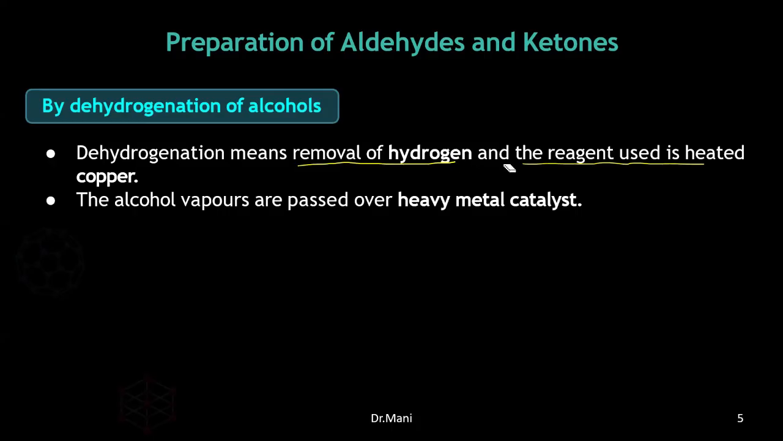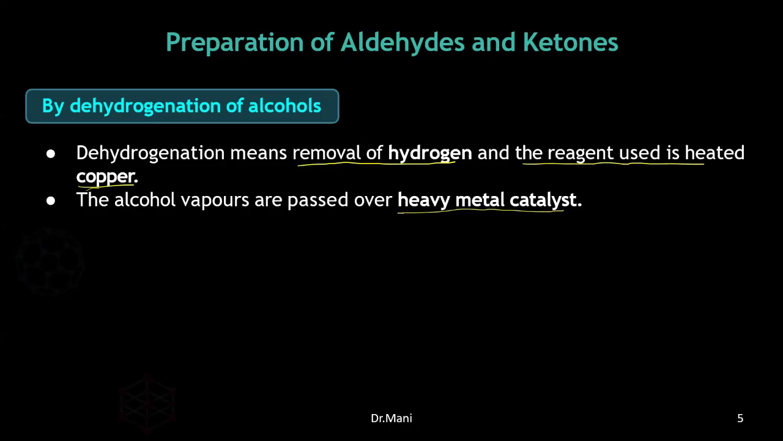And how does it happen? It happens in the presence of heated copper. The alcohol vapors are passed over this heavy metal catalyst. So whatever copper you are using here, that copper is exposed to the alcohol vapors. When the alcohol vapors are exposed to the heated copper, it will remove the hydrogens from the alcohols, converting them into aldehydes or ketones.